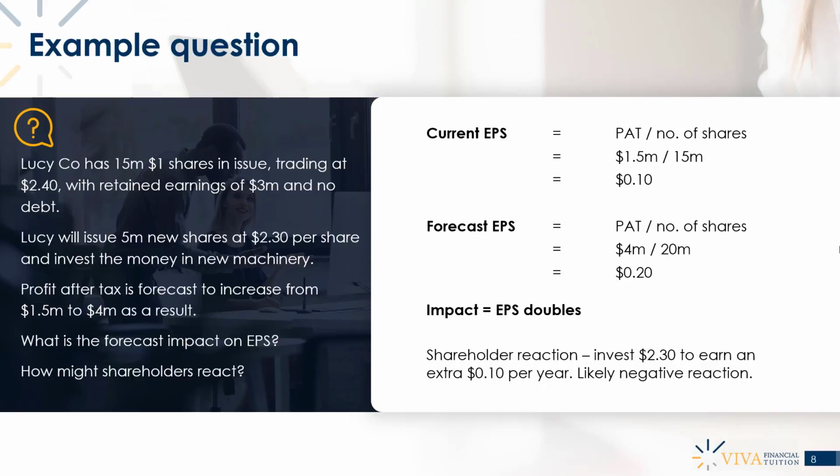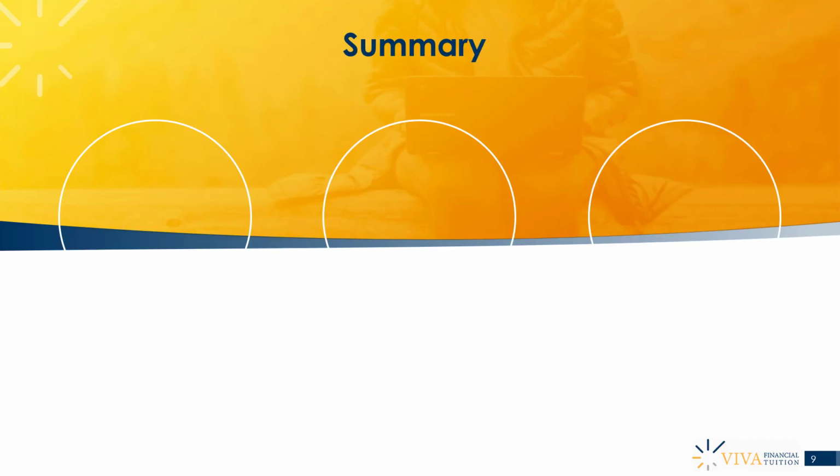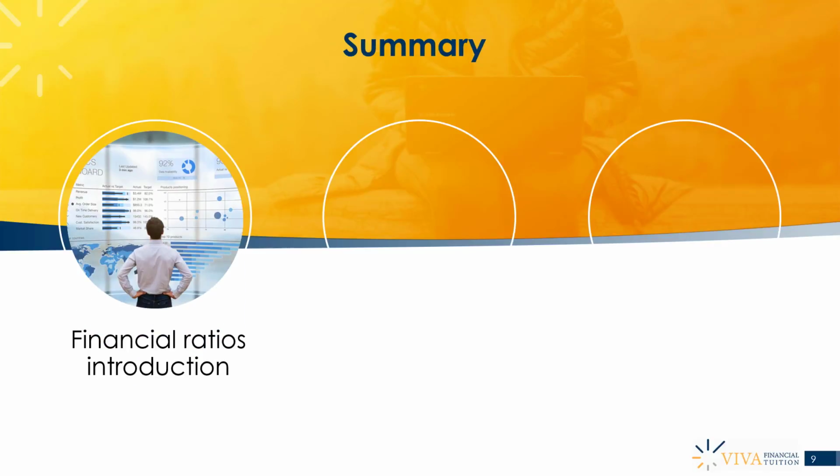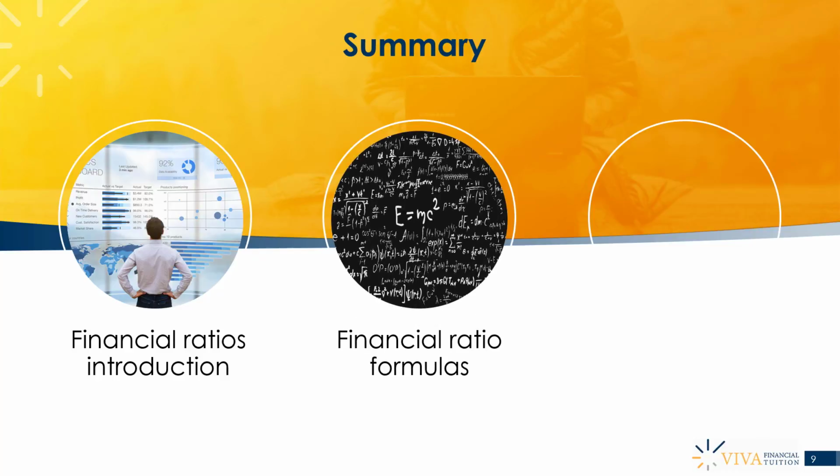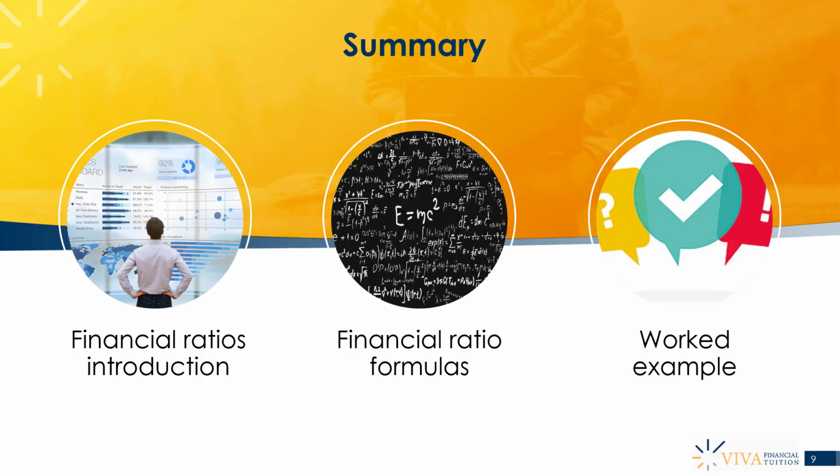Let's now summarise what we've been through in this recording. So we started with that introduction, didn't we? Just going through what the 4 main areas of ratios are that you need to be aware of for this course. And it's not an exhaustive list. We then went through some of those financial ratios so you're comfortable with the formulas before we practice that example looking at impact on EPS.